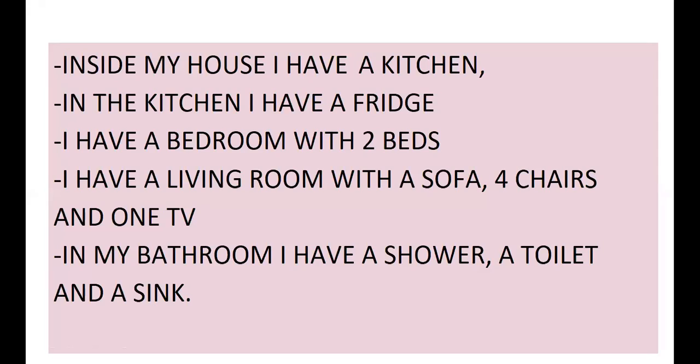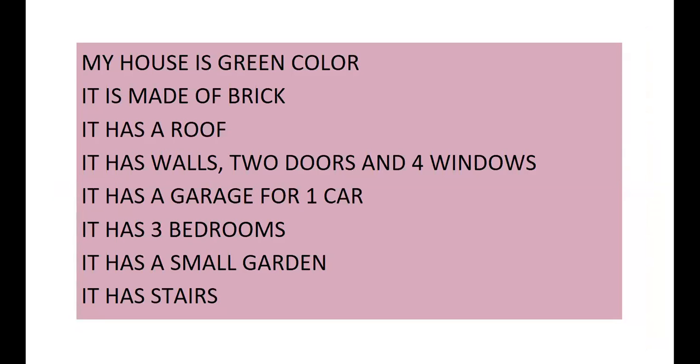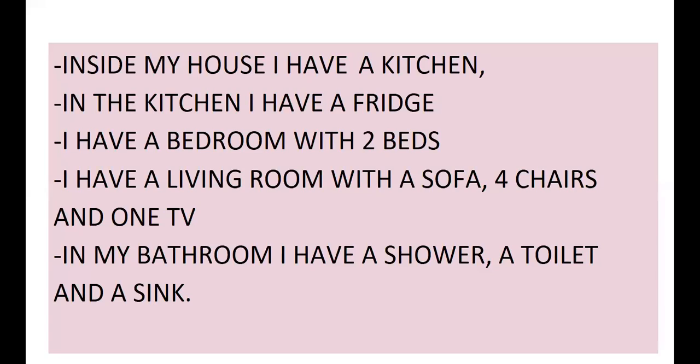Okay, look. I can say that inside my house, I have a kitchen. In the kitchen, I have a fridge. I have a bedroom with two beds. I have a living room with a sofa, four chairs, and one TV. In my bathroom, I have a shower, a toilet, and a sink. Notice the difference. Notemos la diferencia, ¿verdad? Vean, cuando estuve hablando de la casa, como era tercera persona singular, yo utilicé it has, ¿verdad? It has, ¿sí? Pero vea que ahora ya no estoy diciendo que la casa tiene, sino que estoy diciendo, inside my house I have, dentro de mi casa yo tengo, ¿verdad?